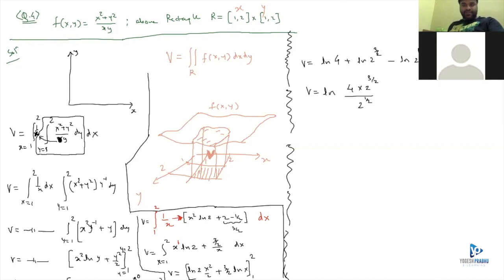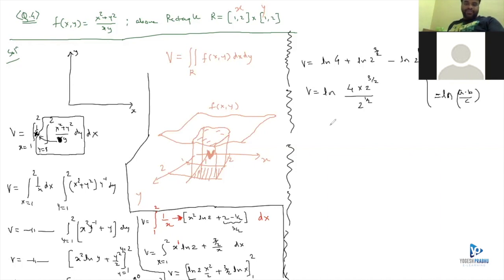Do you know how it is done? Do you know this? ln A plus ln B minus ln C is ln of A times B over C. That's just the basic formula of logarithm.